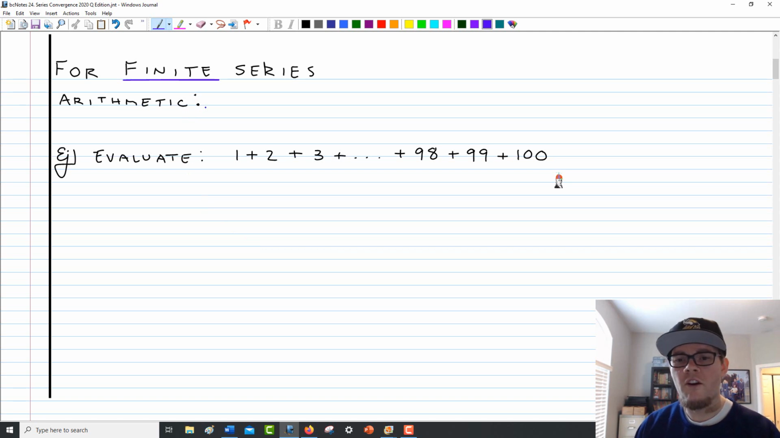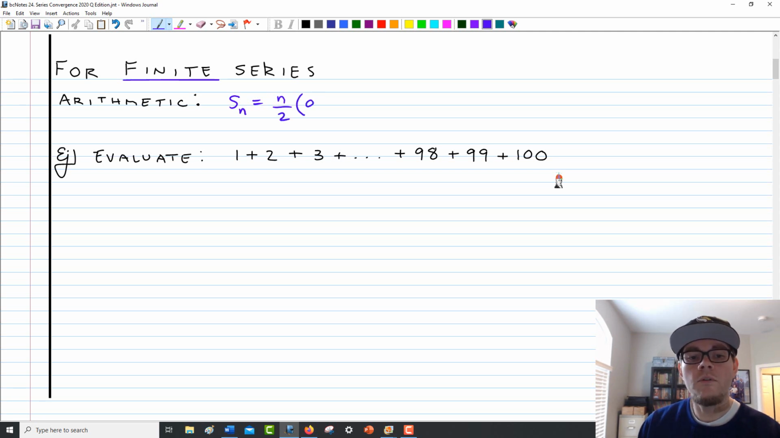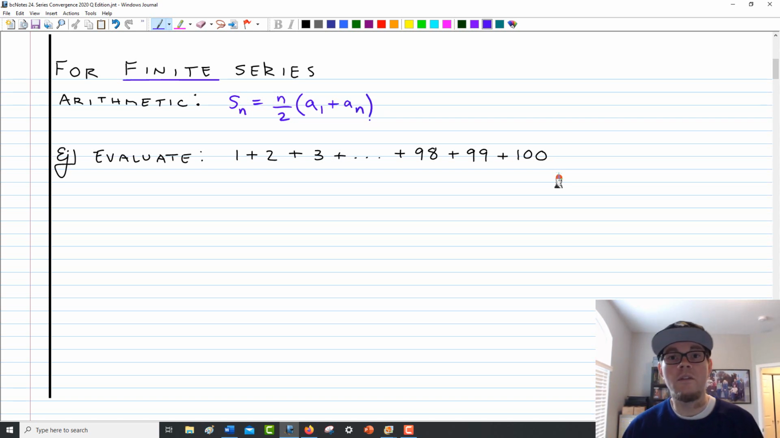So the first one I want to talk about is arithmetic series, where the terms are sequences that have constant differences or common differences between their consecutive terms. And the formula to figure out the sum of the first n terms of an arithmetic series is basically take the number of terms divided by 2 and then multiply times the sum of the first term and the nth term, sometimes called the last term in the finite series. So having mentioned that, there's our arithmetic series formula.